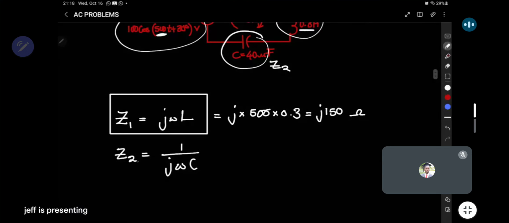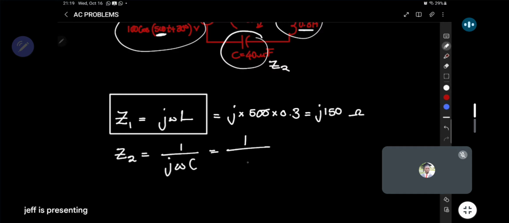We do the same thing for the capacitor. For the capacitor, we have 1 over complex number j. It's still the same circuit, still the same angular frequency. So we're still dealing with 500 here. Next, we have the capacitance. So what will be the capacitance in this case?